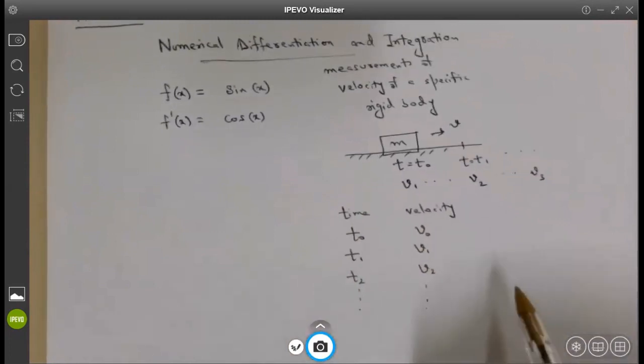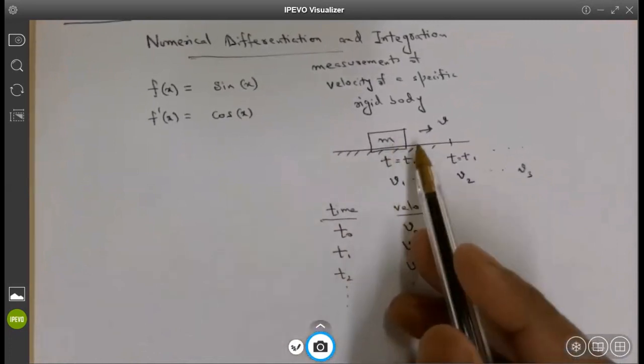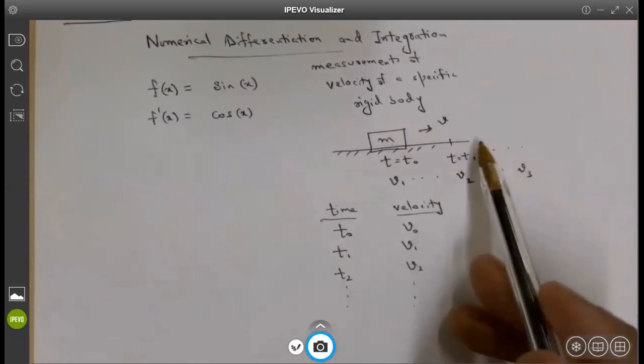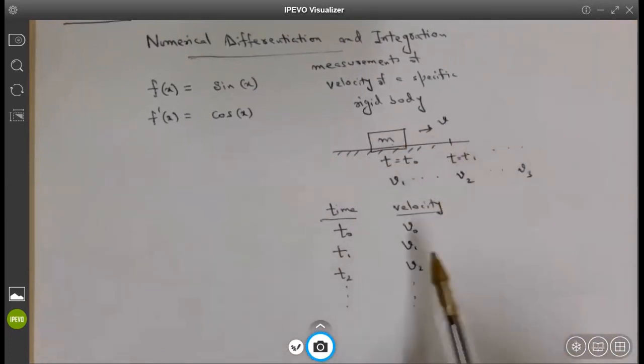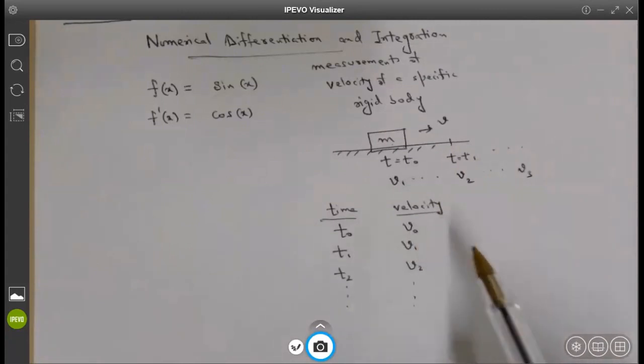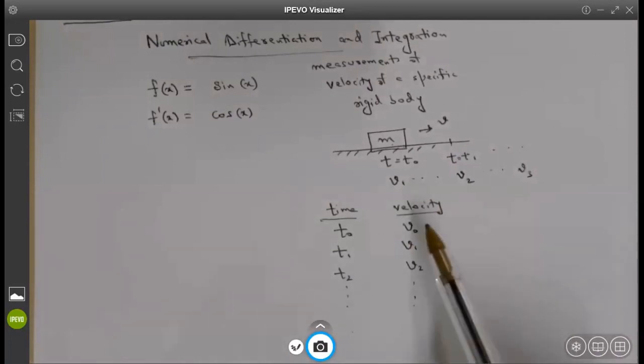Now, if you are interested to know the position of a mass as a function of time, or the acceleration of a block at a certain instant of time, how do you get that information? You have this bunch of data points based on the measurements of the velocity. For example, you have a speed indicator, or basically a velocity indicator. You measure the velocities, and from there onwards, you are interested to determine the position or the acceleration.